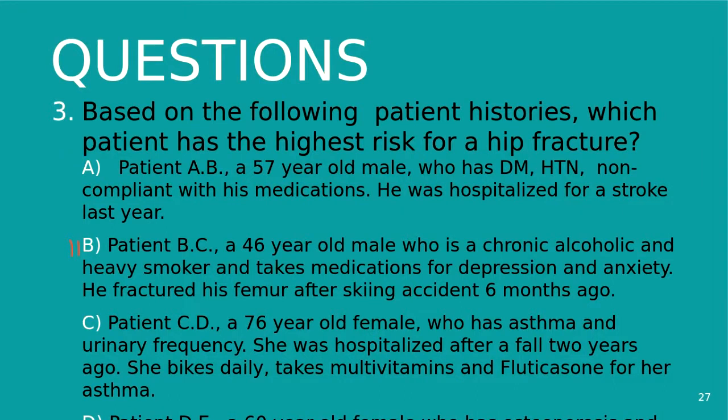Okay. So the correct answer for this one actually is C. She is the oldest one there. She's a female, which puts her at high risk. The asthma and the urinary frequency also add to it, and she was hospitalized after a fall. She has a history of a fall 2 years back, and she's also taking fluticasone for asthma. So these are all adding into the risk for hip fracture.